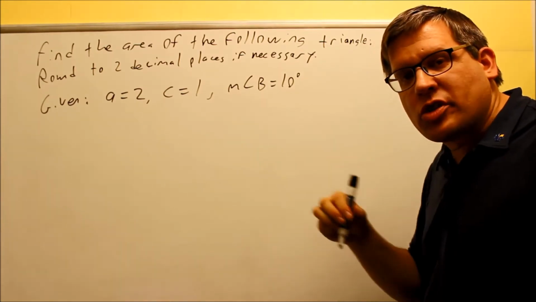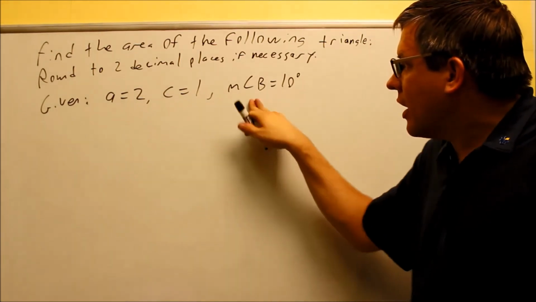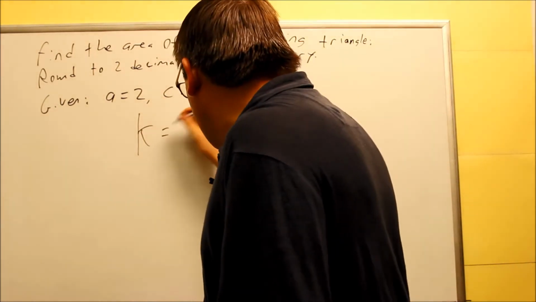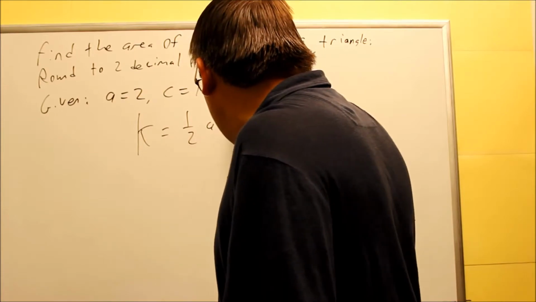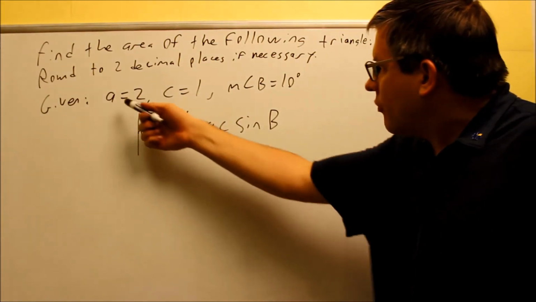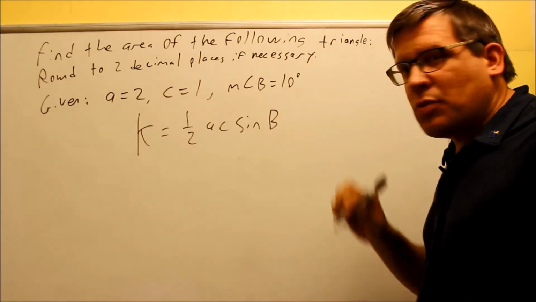Look at your 3 formulas that we talked about earlier. Find the one that has these 3 variables mentioned, and you'll find that the one that we're going to use is this one here, 1/2 AC sine B. That's the one you want to use here. That involves all the information that's been provided.